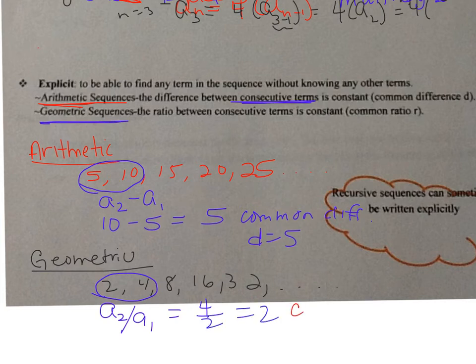This is called your common ratio. So R is equal to 2. That means I'm multiplying by 2. Okay, so you have to flip the page so we can go on to a couple problems.